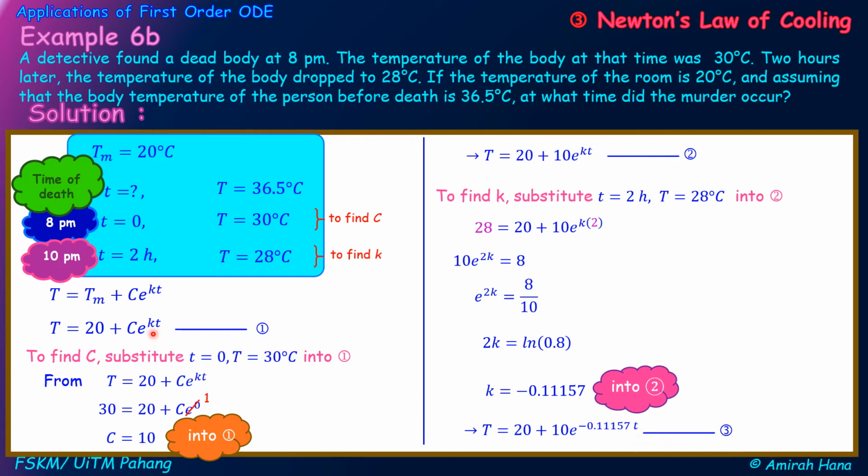Okay? Equation 1, 2, and 3 actually are the same equation. But equation 1, we write in terms of C and K. Equation 2, after we substitute the value of C. And equation 3, after we substitute the values of C and K. Right?